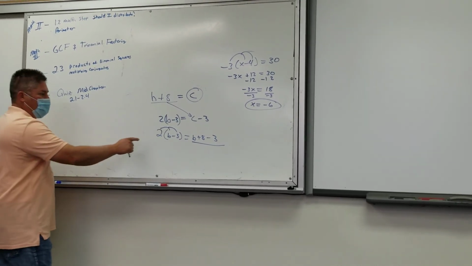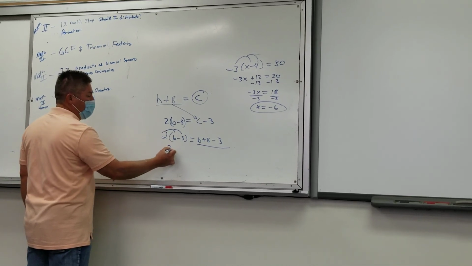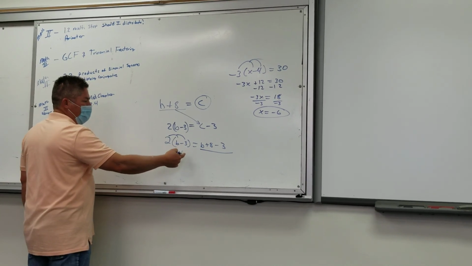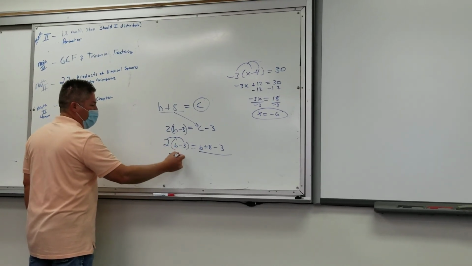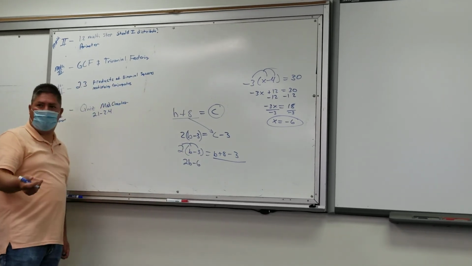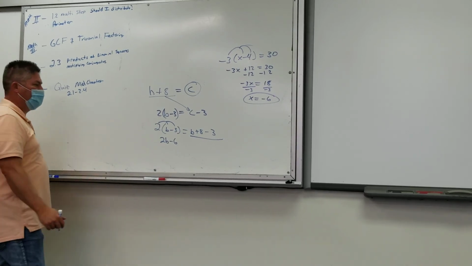Seth, what am I going to get when I distribute the 2? 2b. Okay, go ahead. Minus 6. Don't forget to distribute the 2 to the 3. Like I said, that's the biggest mistake made on these, is you forget to distribute.